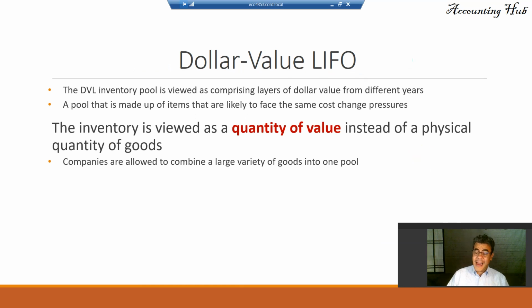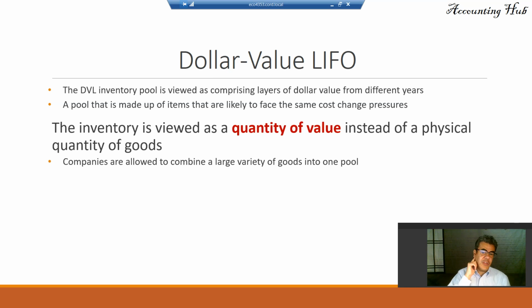Remember, guys, LIFO: last in, first out. So the last items to be taken away from our inventory are our beginning inventory. First, we take out the last purchases, and only when we sell everything that we purchased in the current year do we sell our beginning inventory. So if our purchases are greater than our sales, our beginning inventory stays the same, and we are adding layers. That is how dollar value LIFO works.